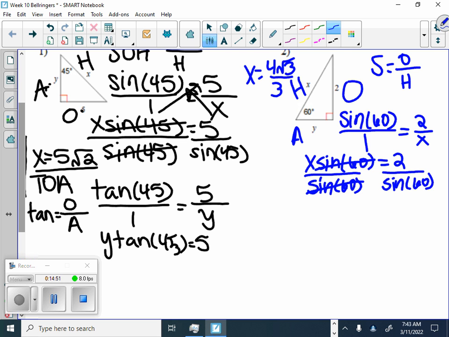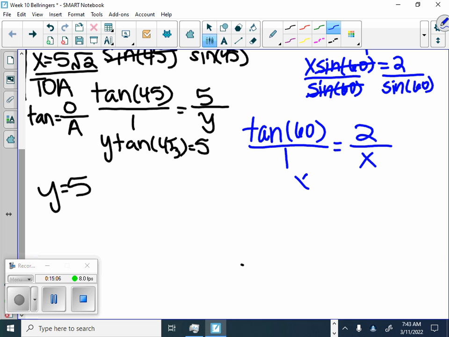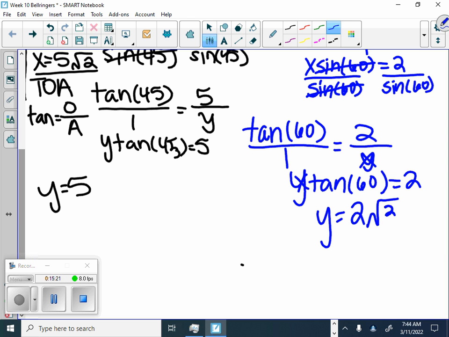Okay? I have opposite over adjacent. That's tangent. So tangent of 60 over 1 equals 2 over y. Opposite over adjacent. So you get y tan of 60 equals 2. And then when you divide both sides by tan of 60, you get that y is 2 square root of 3 over 3.